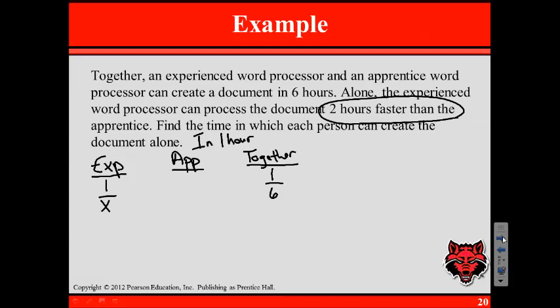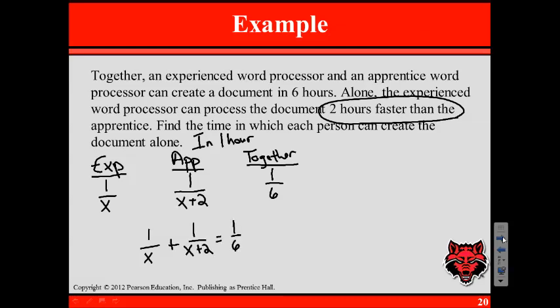If it took the experienced person 6 hours, it would take the apprentice 2 more hours, or 8 hours. So we're going to add 2 to the apprentice's time, x plus 2. We're adding 2 hours to the experienced person's time because it takes the apprentice 2 hours longer. So if we set up our equation, we know that the experienced person's rate, 1 over x, plus the apprentice's rate, 1 over x plus 2, will equal their total rate, 1 over 6.